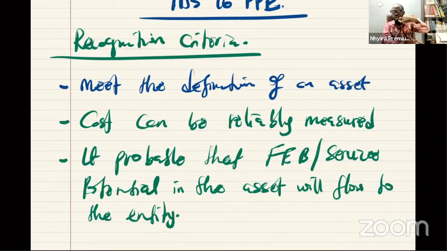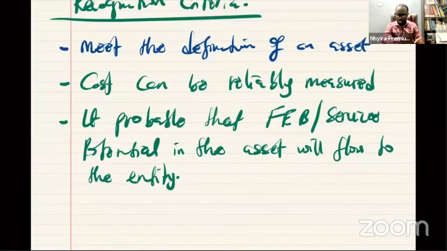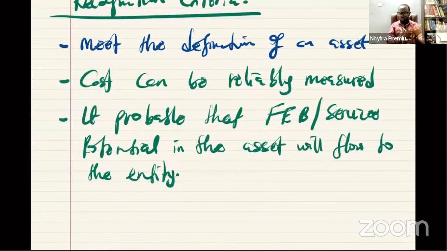So the definition of assets should be met. The cost should be reliably measured. It should be probable that the future economic benefits or service potential in the asset will flow to the entity. So that is our recognition criteria. For us to recognize a transaction as part of our assets under IAS 16, we have to meet this recognition criteria.